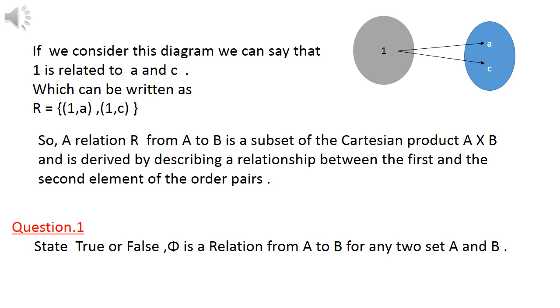Now, this is a question for you. State true or false: phi is a relation from A to B for any two sets A and B. Here phi means the empty set. What is the answer? The answer is true because we know that phi is a subset of every set. Therefore phi is a subset of A cross B, and a subset of A cross B is a relation. Therefore phi is a relation.